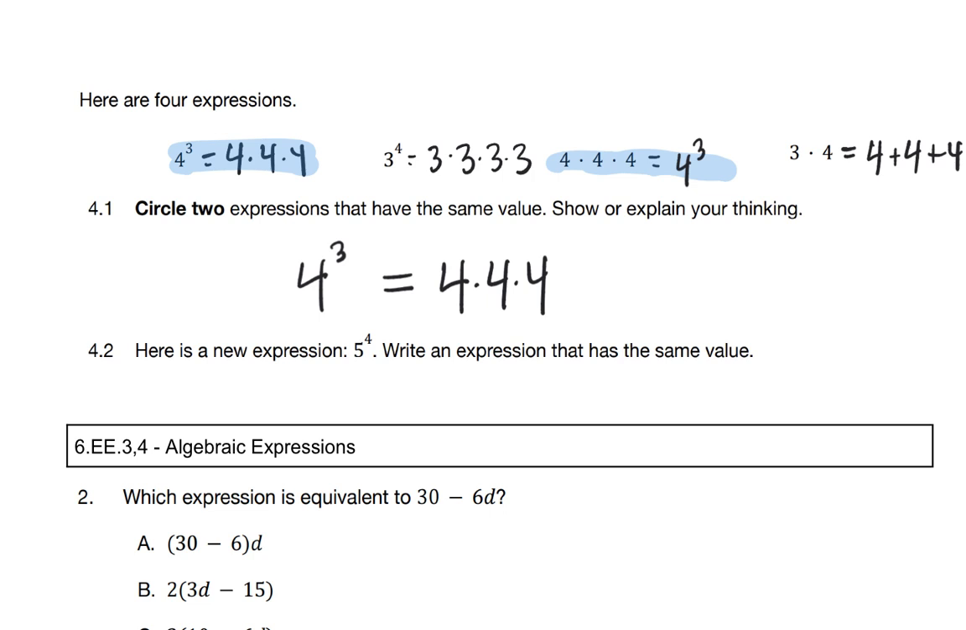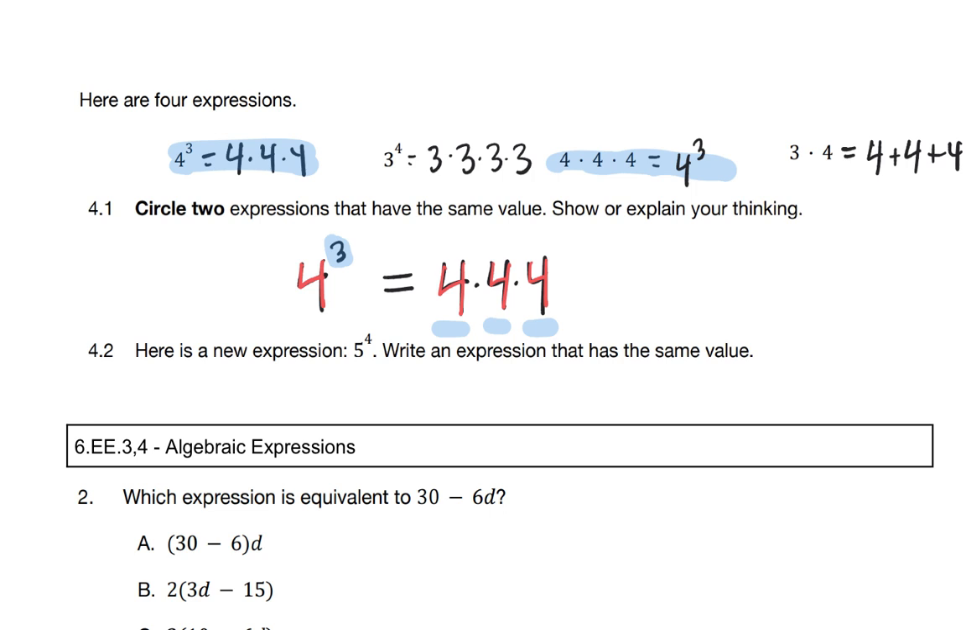And so the exponent says how many 4s are being multiplied. So 1, 2, 3. The 4 is called the base, and that's the number that is being multiplied by itself that many times. All right, exponent: how many times the base is being multiplied by itself, and the base just says what number is being multiplied.